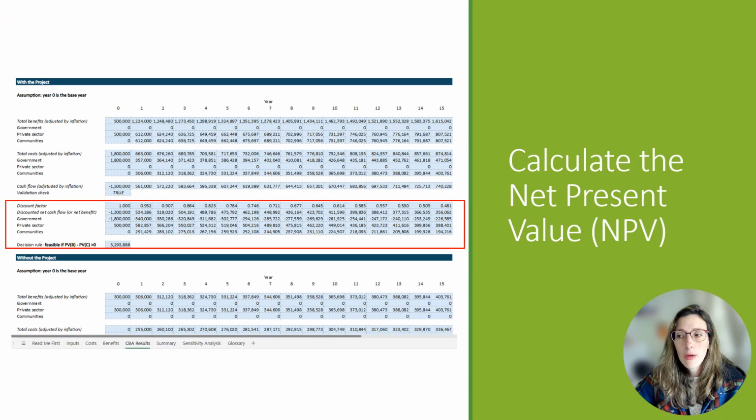In the CBA results tab, this is where I discount the costs and benefits for the with-the-project scenario. We have the discount factors, as you can see, highlighted in red. To obtain the discounted net benefit, we simply multiply the discount factor by the benefit in each year. And once we sum up all the discounted benefits, we have the net present value.